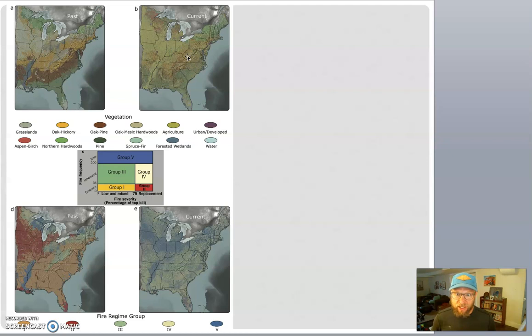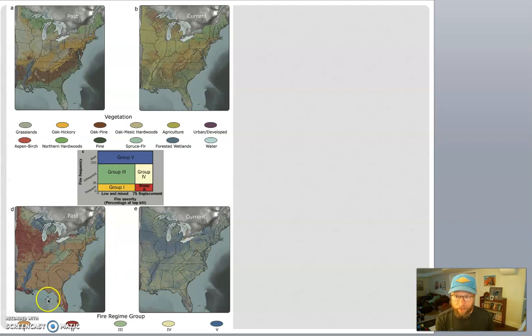It's been replaced in large part by oak mesic hardwoods, which in this case, and some of those northern hardwoods as well. In that case, we're really talking about a lot more maples being present in the forest now than they were historically. And that's in large part because our fire regimes have changed.